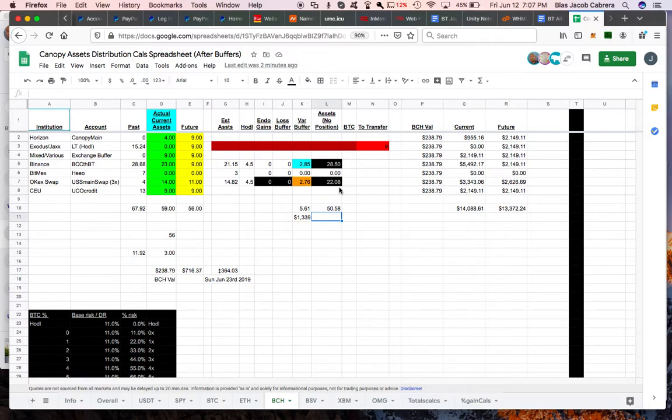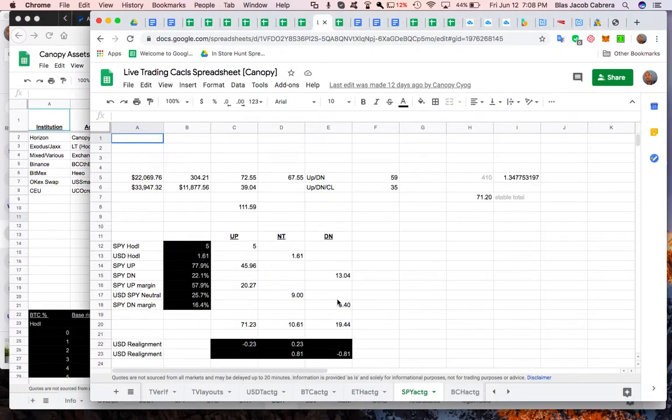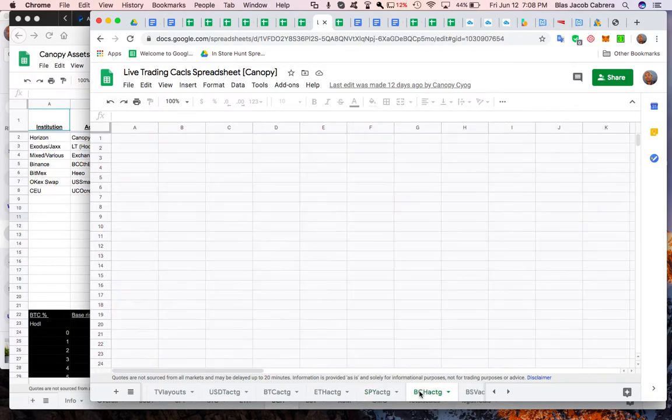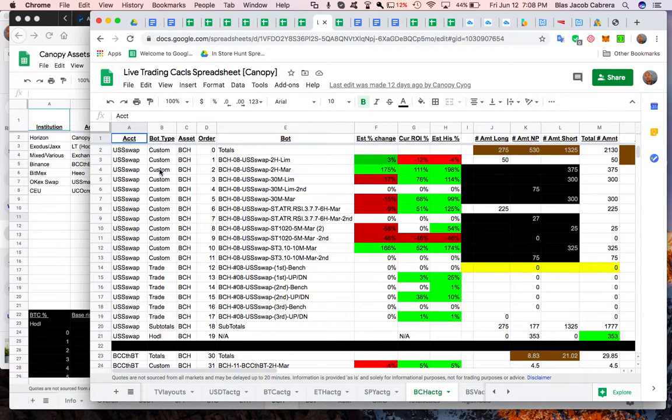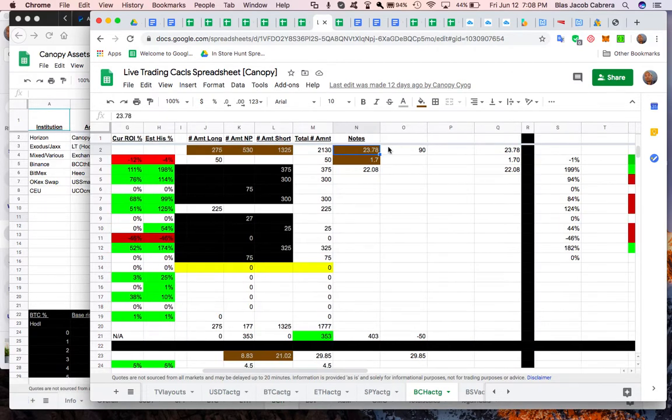But when we go through the assets, we don't need to actually do the trades to know how much is in the accounts. So I can quickly and easily go into the accounts and see how much is in the accounts. And typically I do that on the live trading. So let's say we go to BCH live trades. So here's the USS swap. On columns J, K, and L, you have the amount long, amount no position, and amount short, the total amount, and then this would be how many assets we have, and then this would be the change in assets.